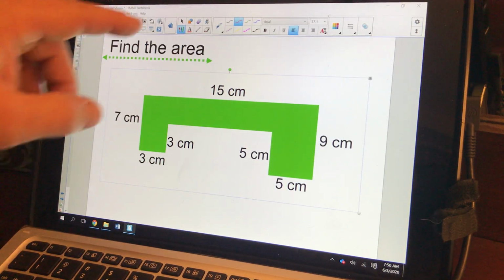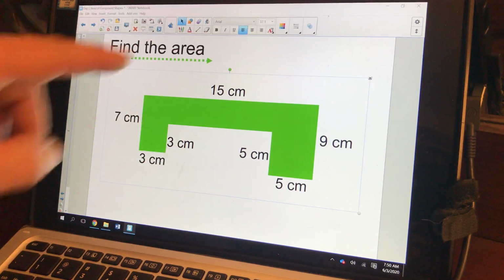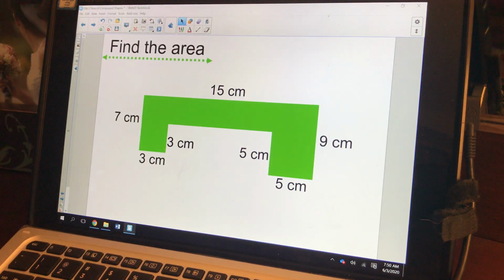Okay, find the area. So what do we have here? It looks like we have, wow, okay.